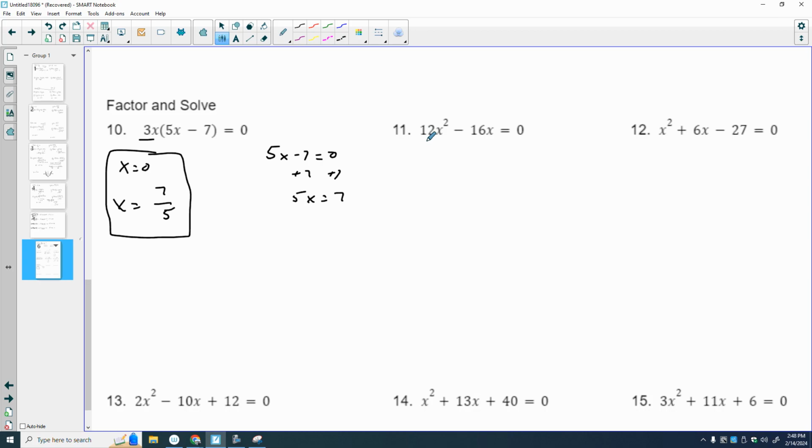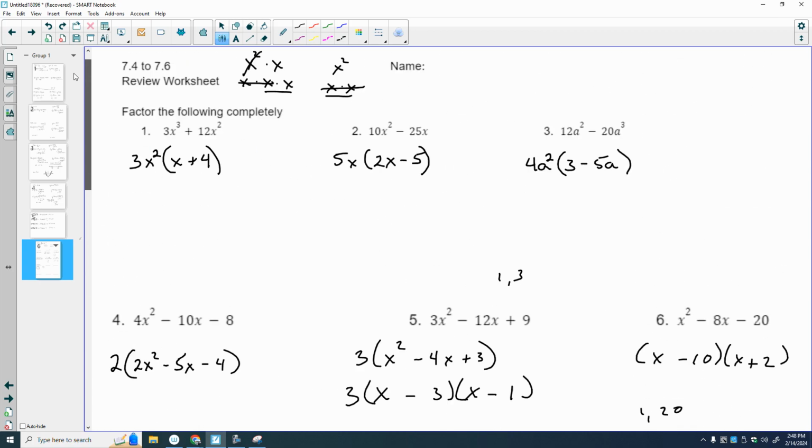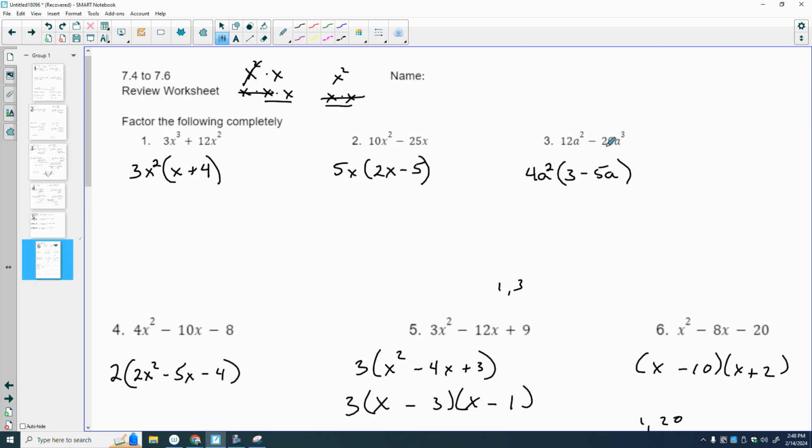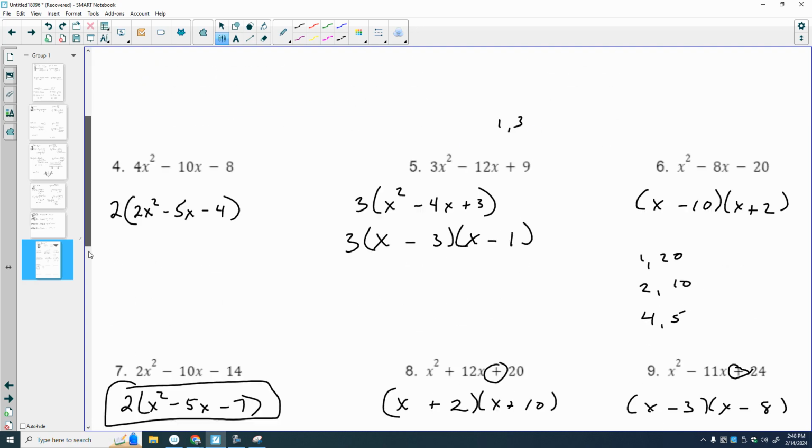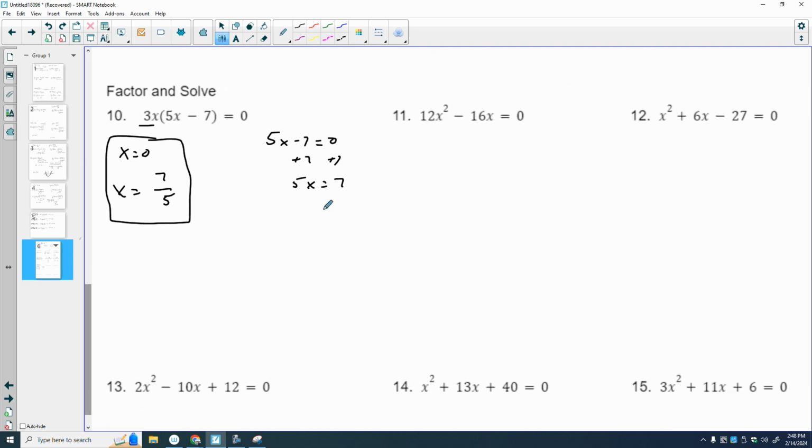Okay. This says factor and solve. This one was already factored. So factor this. Make it look like that. We just did a whole bunch of them up here, right? We just did those exact same type. Hit pause. Give it a try if you have not done so already.